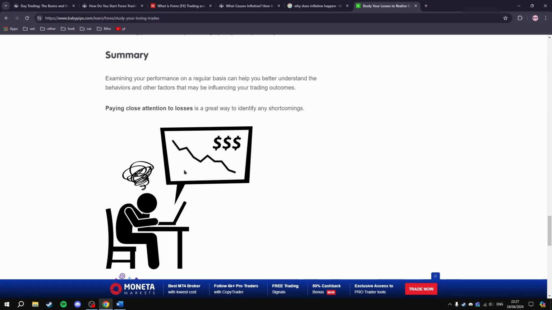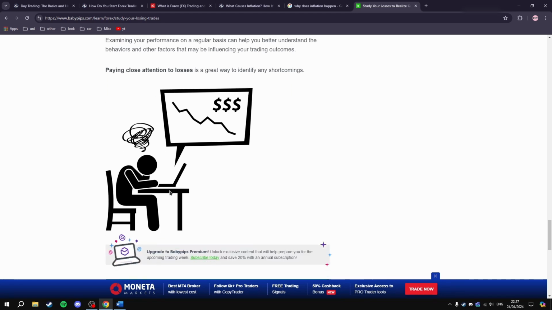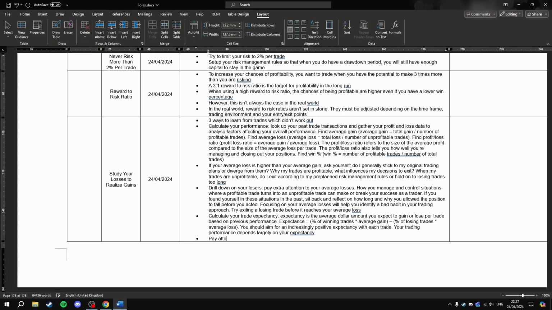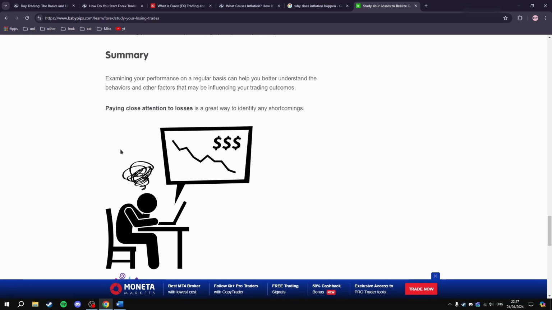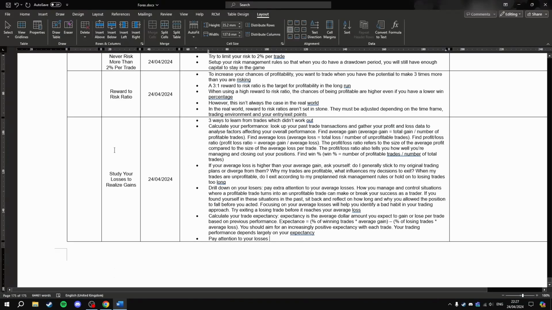Summary. Examining your performance on a regular basis can help you better understand the behaviors and other factors that may be influencing your trading outcomes. Paying close attention to losses is a great way to identify any shortcomings. Pay attention to your losses to improve your trading outcomes.